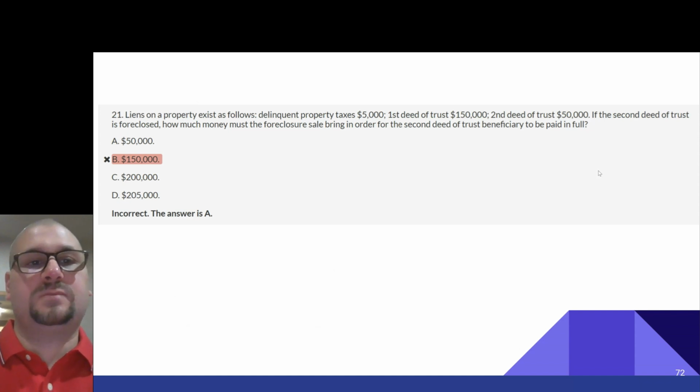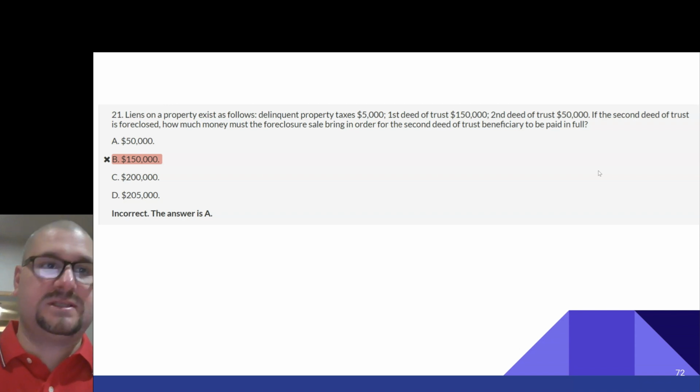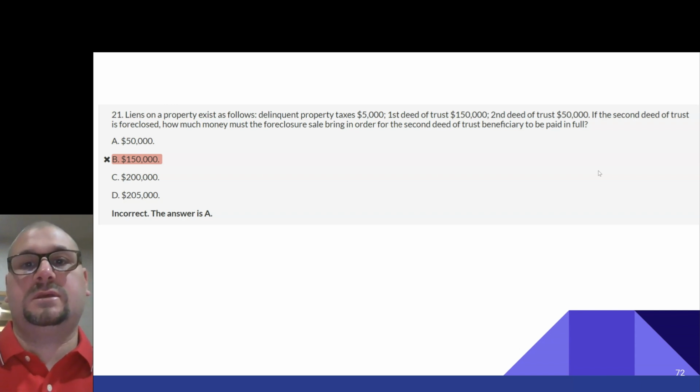So liens on a property exist as follows: delinquent property taxes, $5,000. First deed of trust, $150,000. Second deed of trust, $50,000. If the second deed of trust is foreclosed, how much money must the foreclosure sale bring in order for the second deed of trust beneficiary to be paid in full?